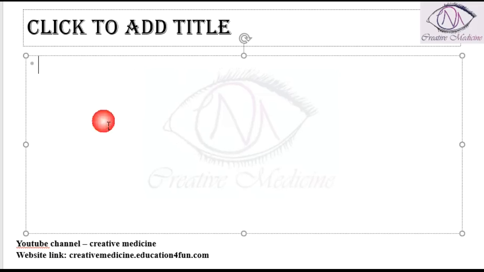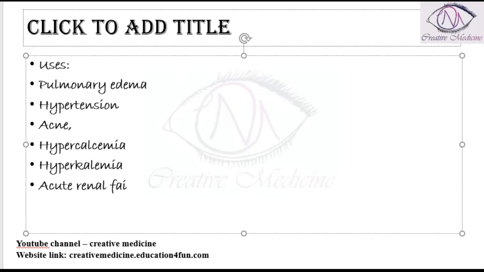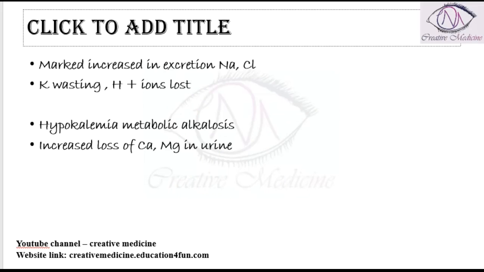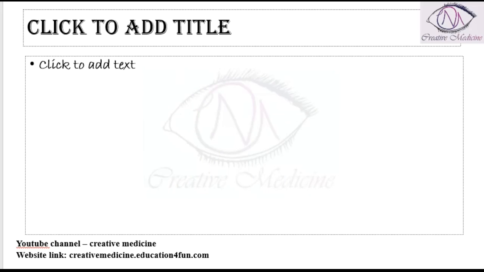If you look at the clinical uses, loop diuretics can be used in pulmonary edema or hypertension, in acne or hypercalcemia or hyperkalemia, in acute renal failure, and in anion overdose also. They are used in hypercalcemia and hyperkalemia because they cause excretion of calcium and potassium.